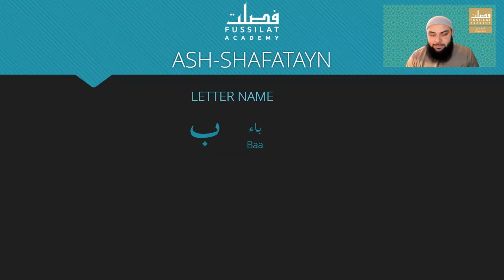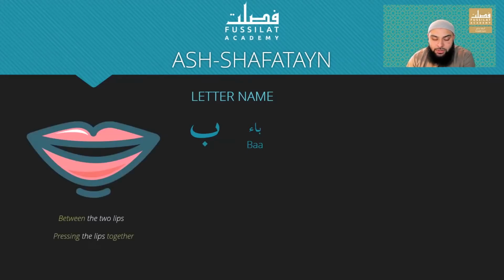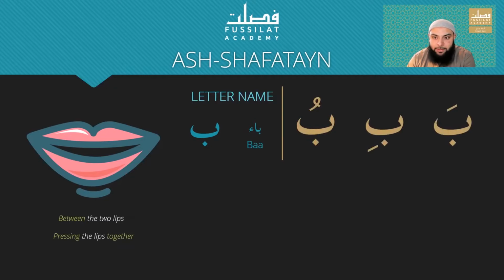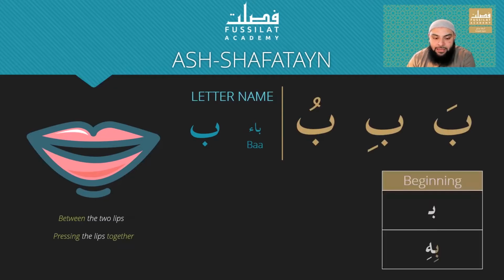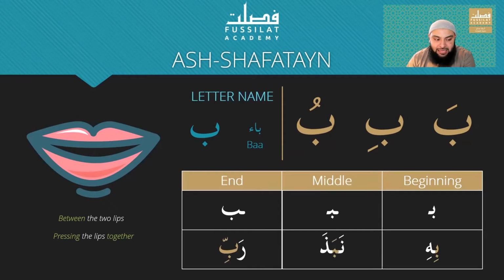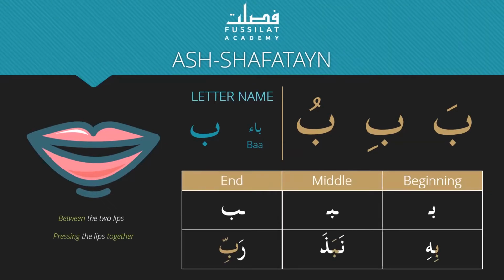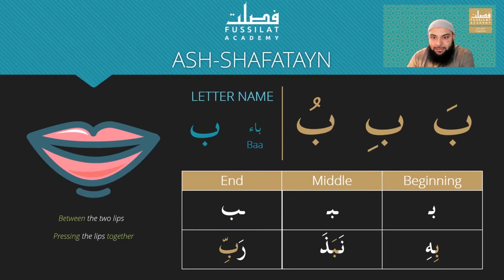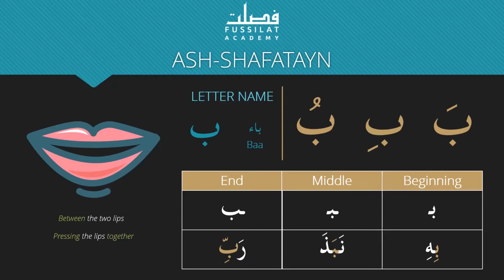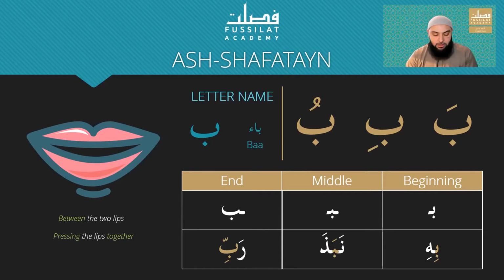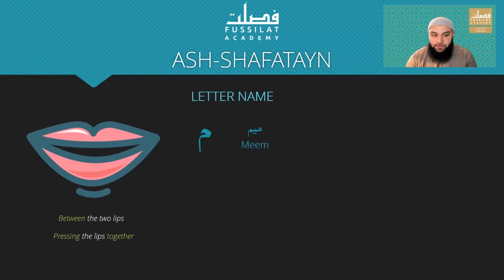The first one up is ba. Between the two lips, pressing the lips together. Ba, bi, bu. Bihi nabadha rabbi. Just the ba, make it a bit more empty in your mouth, instead of ba, ba, ba. Ba, bi, bu. Bihi nabadha rabbi. Good.